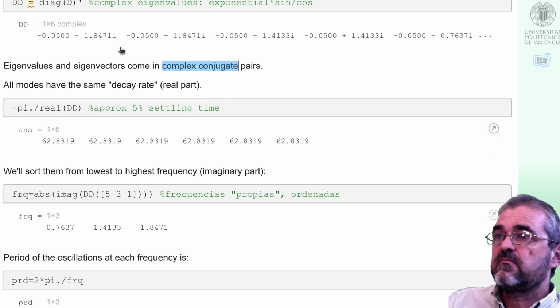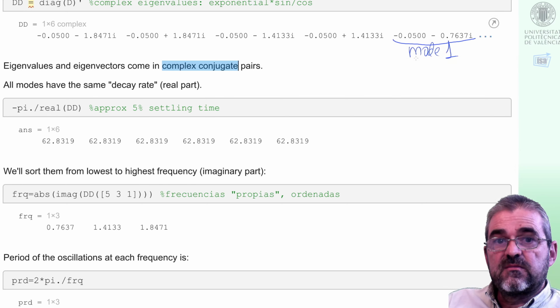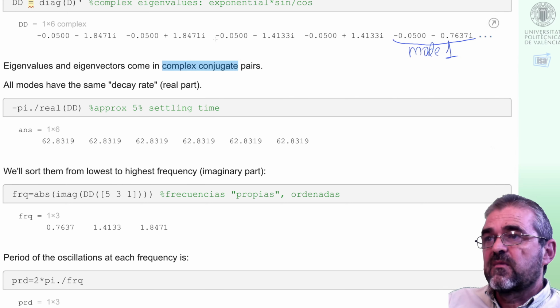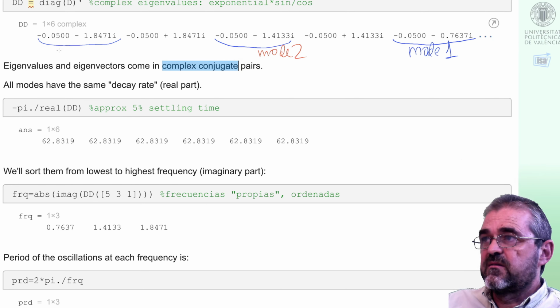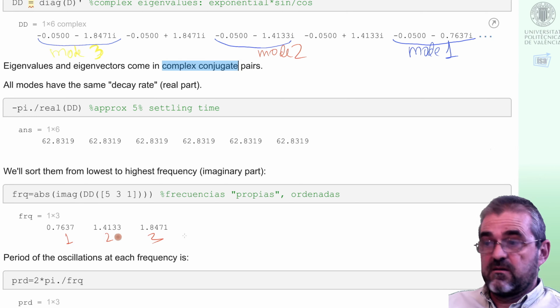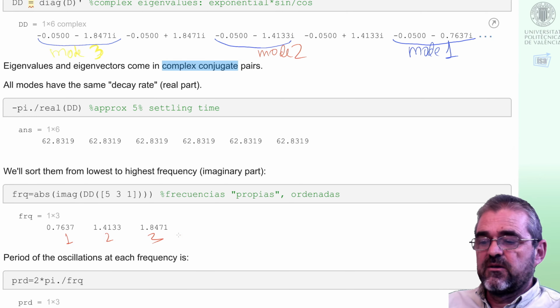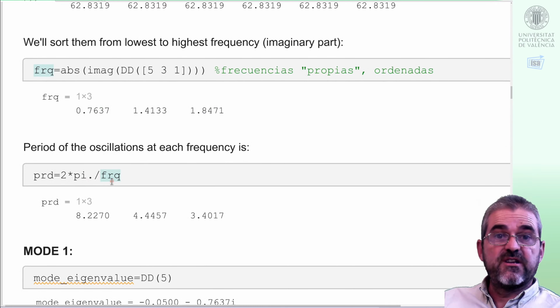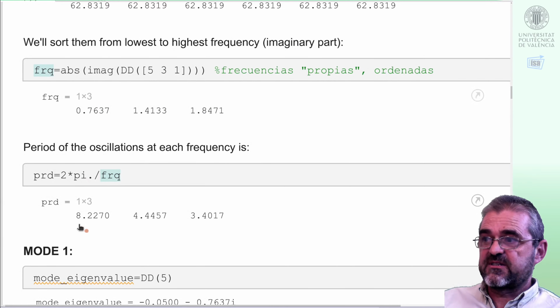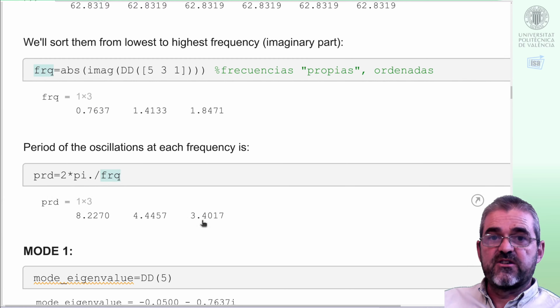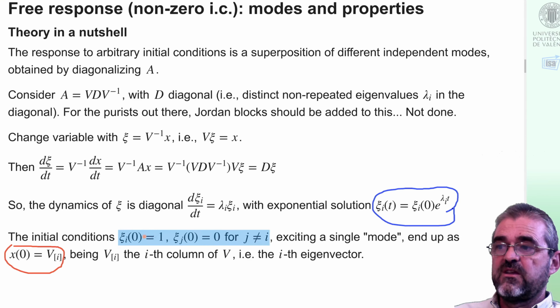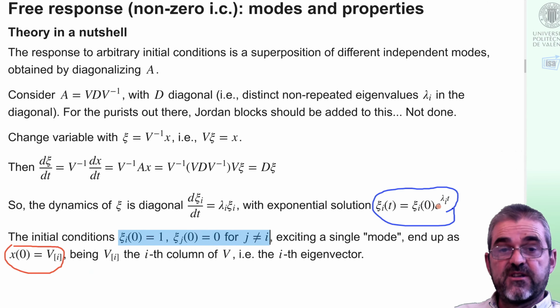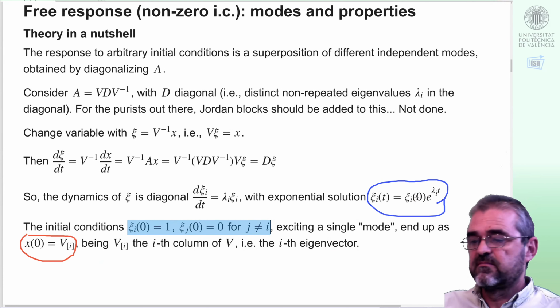So this eigenvalue, I will name it mode 1. This eigenvalue will be mode 2. And this eigenvalue will be mode 3 in increasing frequency order, as I said. Good. If I compute the oscillation period, 2 pi over the frequency gives 8, 4, and 3 seconds of oscillation period of the modes. So let us analyze and simulate each of these decoupled complex exponential responses in order to better understand its meaning in the spring system.